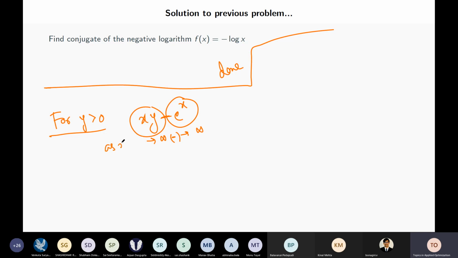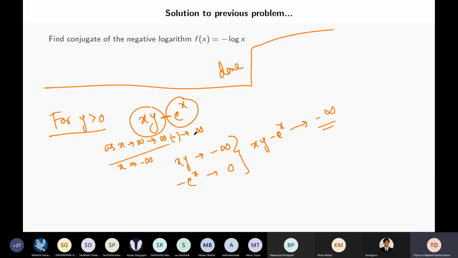So this is like x tending to infinity and x tending to minus infinity. So this term will go to... x times y, since y is greater than 0 and x tending to minus infinity, overall it's minus infinity, and minus e to the x, with x tending to minus infinity, will go to 0. So overall it's going to like xy minus e to the x. Here we are certain that overall it's going to minus infinity. But since we are dealing with supremum, this case doesn't bother us.